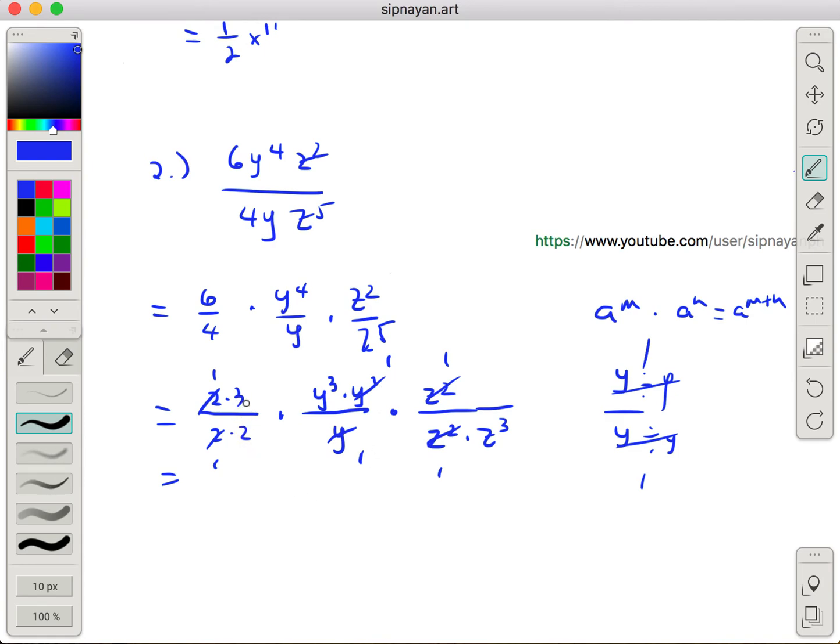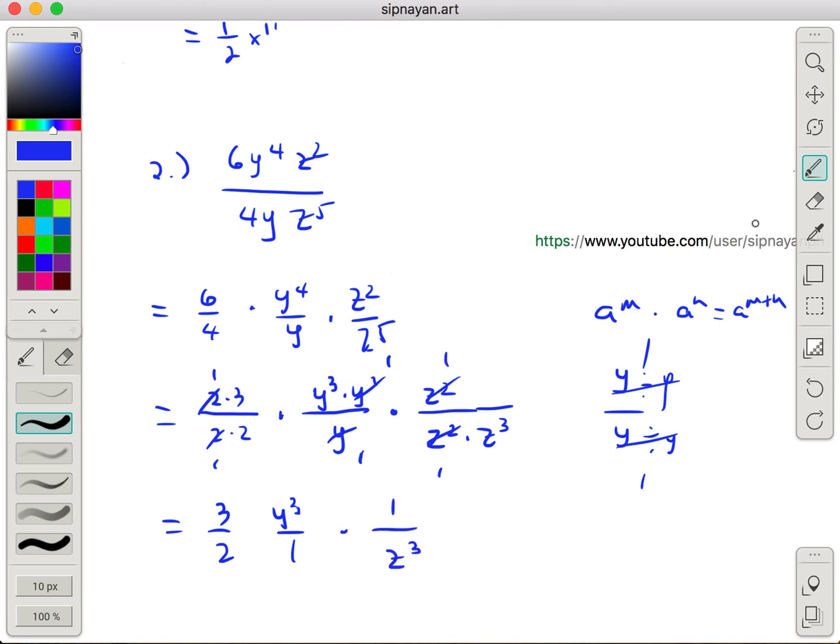So, ang natira sa numbers natin ay 3 over 2. This is 3 over 2. And then, dito na-cancel yung dalawang y to the first power. Ang natira na lang ay y cubed. Nasa taas yung y cubed, di ba? Kasi ito nasa baba ito eh. Pero ito naman, ang natira naman dito ay z. So, y cubed over 1. Tapos ito naman ang natira, yung 1 sa taas, tapos z cubed sa baba.